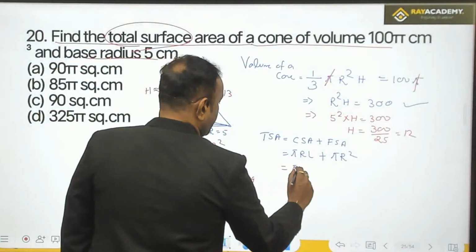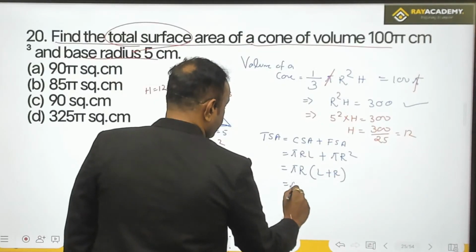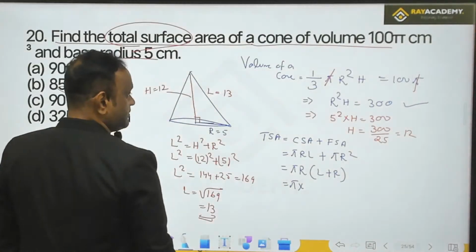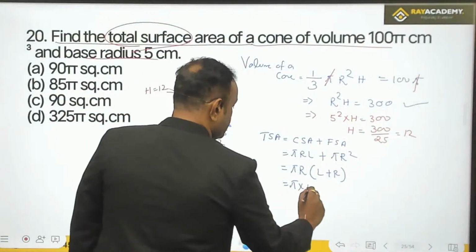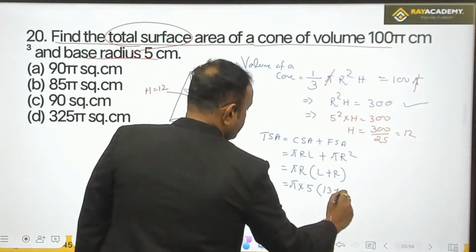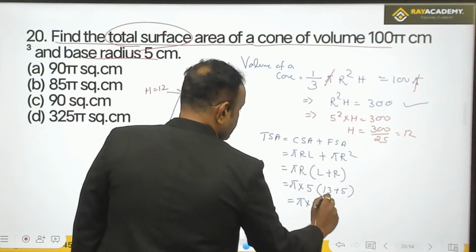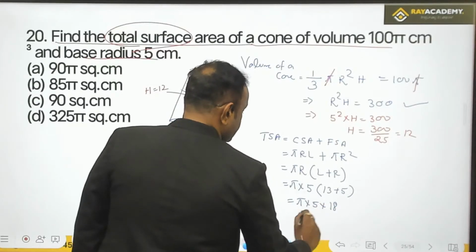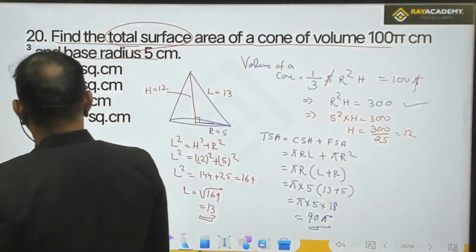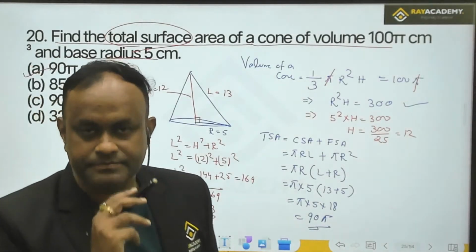So you say pi r is common, it is l plus r. Now you can put all the values: r is 5 and l is 13, plus 5. So you are getting 5 into pi into 18. So it is 90 pi. 90 pi should be your total surface area.